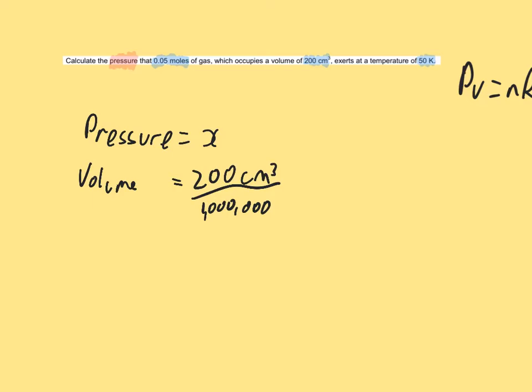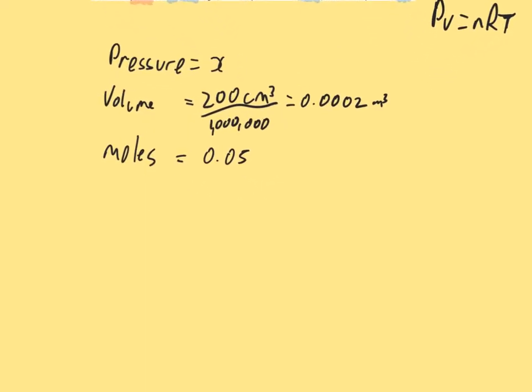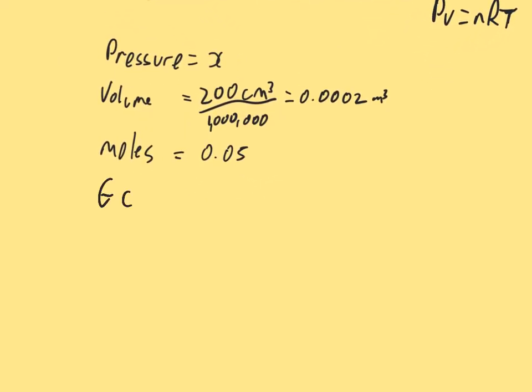200 divided by... Once again, do not be afraid to use a calculator. I use one fairly often. Meters cubed. Moles, which once again is being so kind and given to us as 0.05. And a gas constant, or GC, which once again is 8.31 joules per Kelvin per mole.